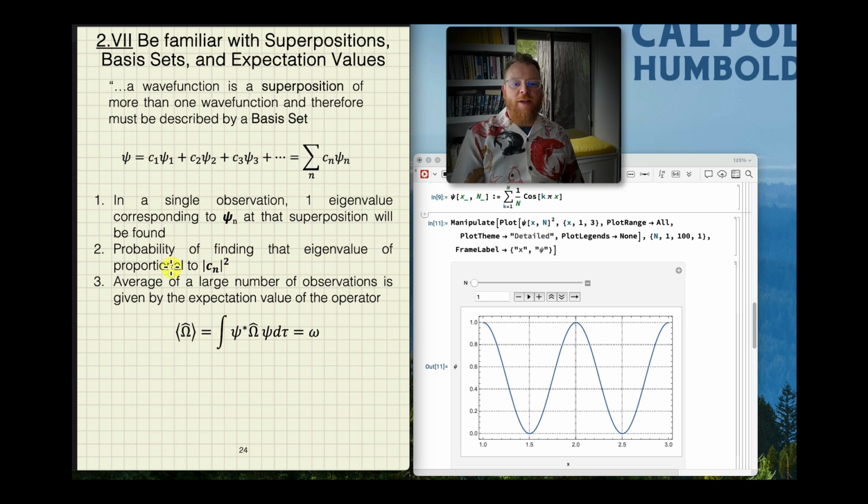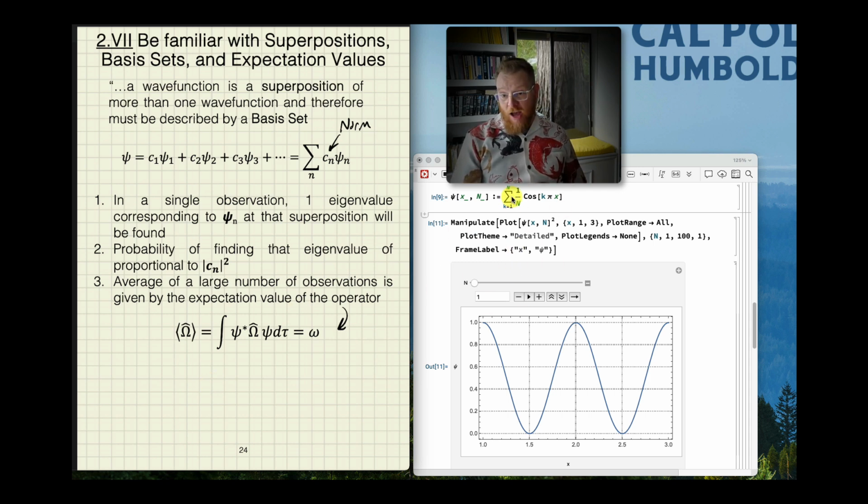We'll show on the next slide that the probability of finding that eigenvalue is proportional to the square modulus of the normalization constant, right? I'll just say norm. And finally, the average of a large number of observations is given by the expectation value of the operator. That is this equation right here, the operator sandwich. So I'm going to demonstrate that with my Mathematica model right here.